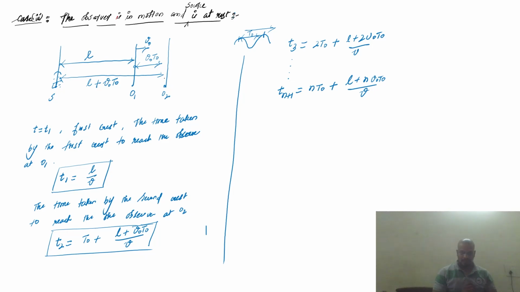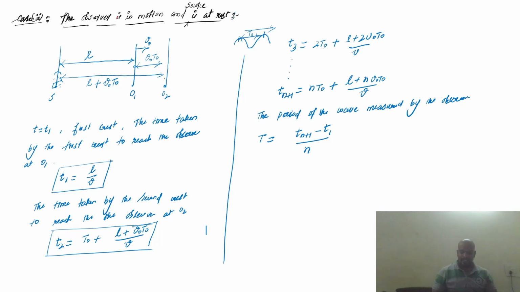That is our question. So we can write it here: the period of the wave measured by the observer, we can call it t, should be equal to the time taken for the (n plus 1)th crest minus the time taken for the first crest, divided by the total number of waves generated during this time period.